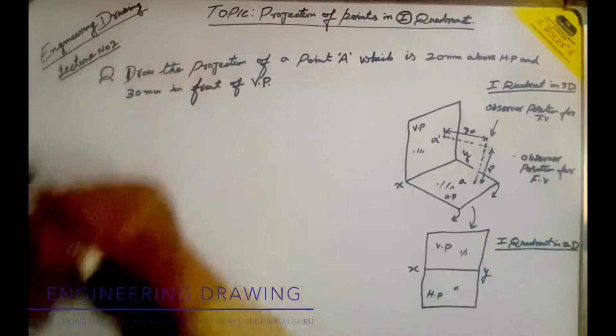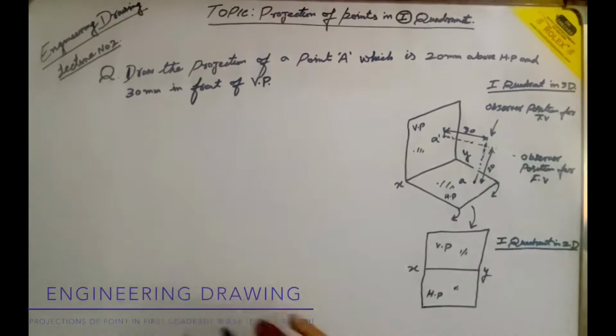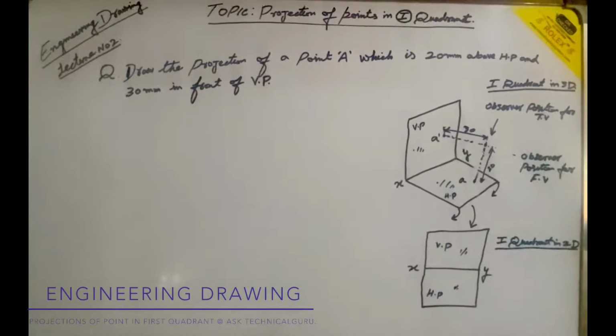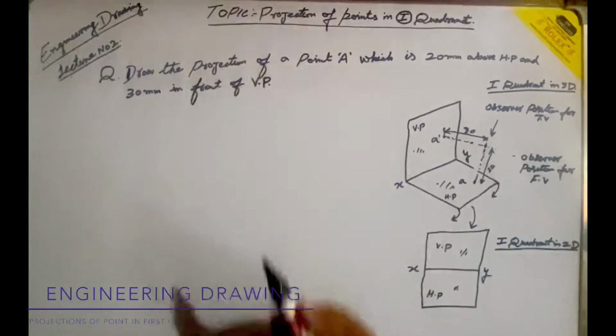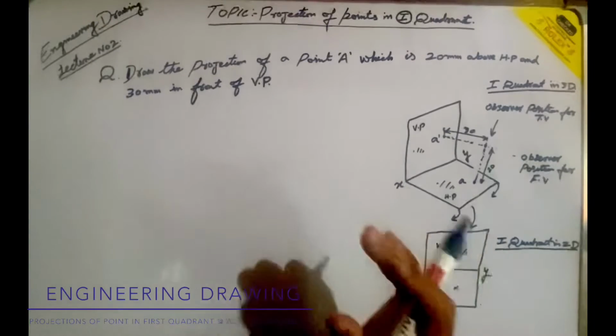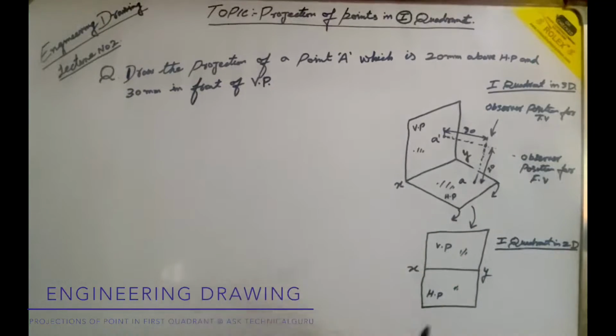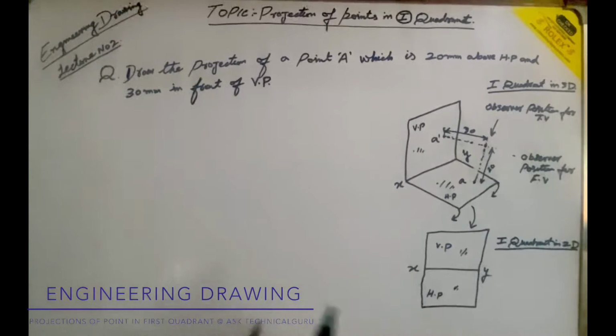In lecture number 1 we discussed quadrant systems, that we have 4 quadrants. If you have not seen that video, you can go and see that video. In that video we discussed various quadrant systems, and in today's lecture we will discuss how the projections of points are drawn in the first quadrant. We will go through these quadrants one by one: first quadrant, second quadrant, third quadrant, and fourth quadrant.